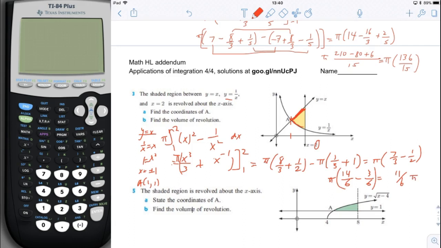Okay? I don't like the way I made that fraction. 11/6 pi.